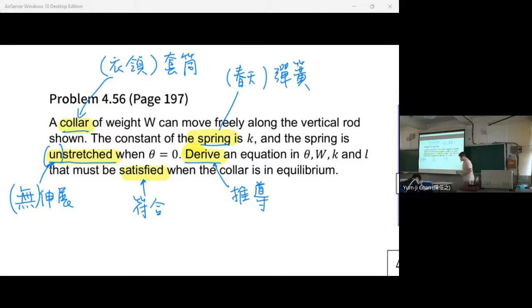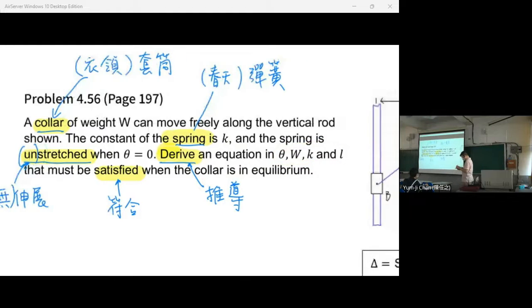Now, what does it ask for? We are not determining a number, but we are deriving an equation in theta, W, K, and L. In other words, we are finding an equation in theta, W, K, and L. So the answer should be an equation, and inside the equation we should have theta, W, K, and L.